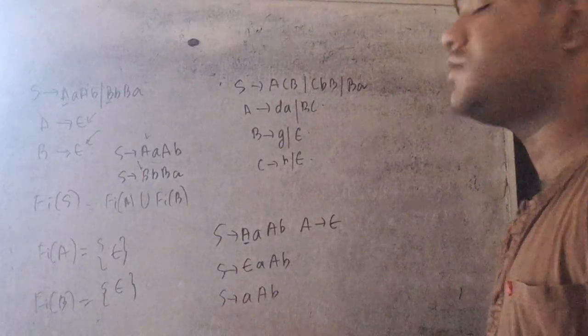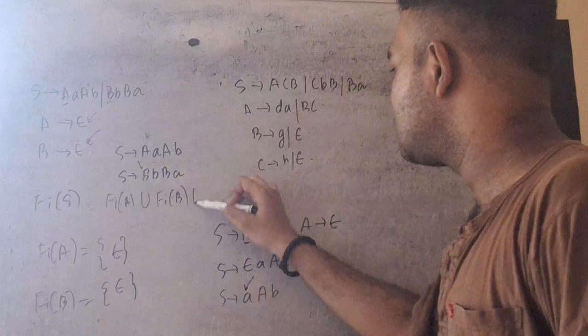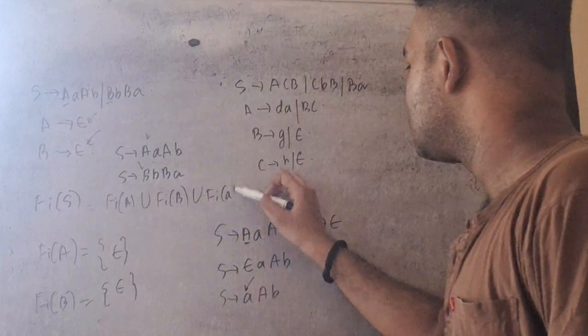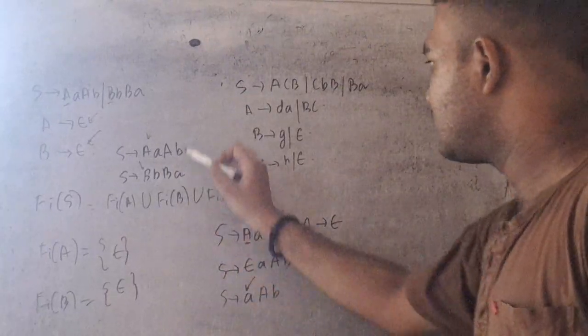Now if I calculate the first of S, what is lying in the first position? It is small a. So we also need to have first of small a, right? Now for this I have done.